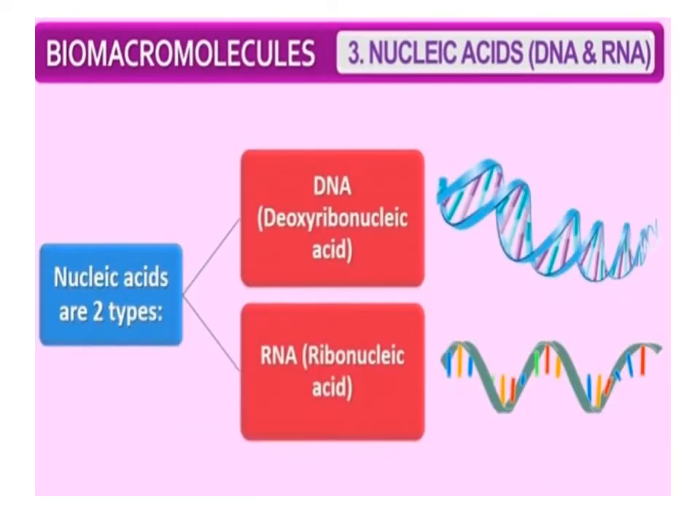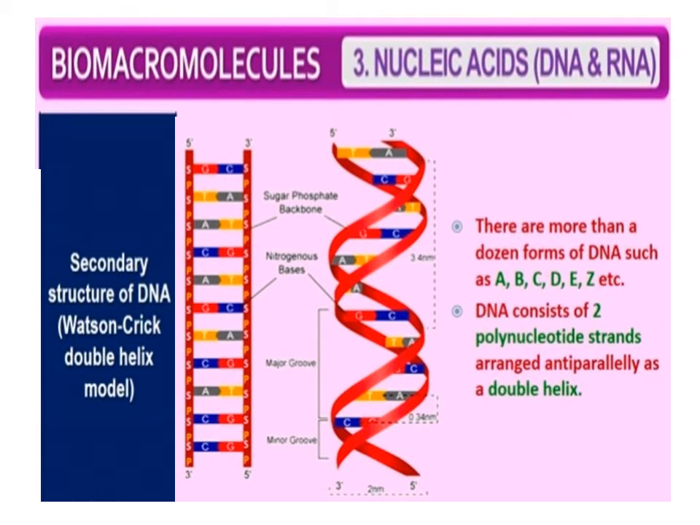A nucleic acid containing deoxyribose sugar is called deoxyribonucleic acid (DNA), while that containing ribose sugar is called ribonucleic acid (RNA). There are more than a dozen forms of DNA such as A, B, C, D, E, Z, etc. DNA consists of two polynucleotide strands arranged antiparallelly as a double helix.